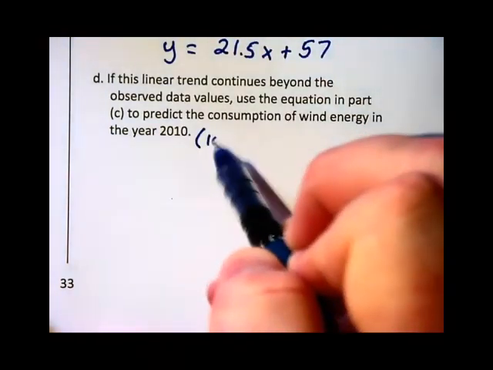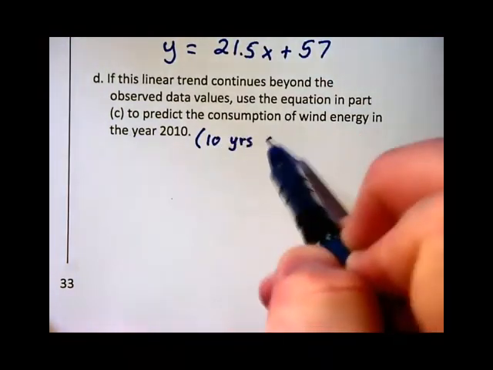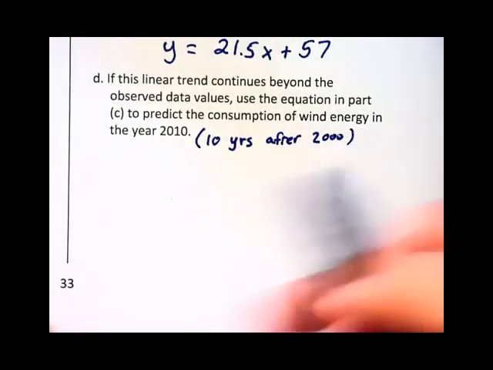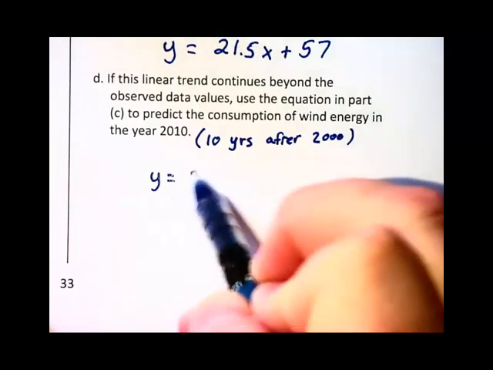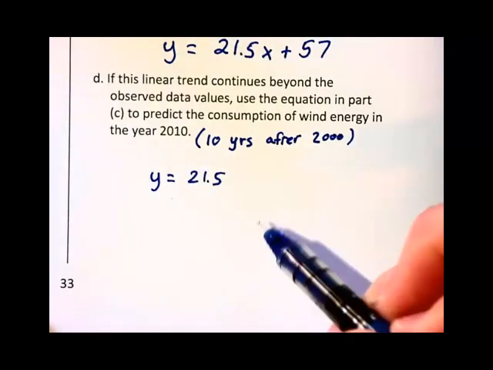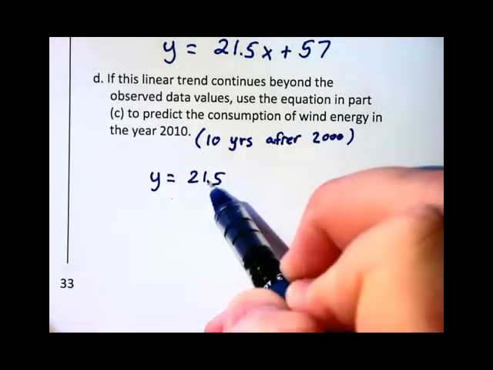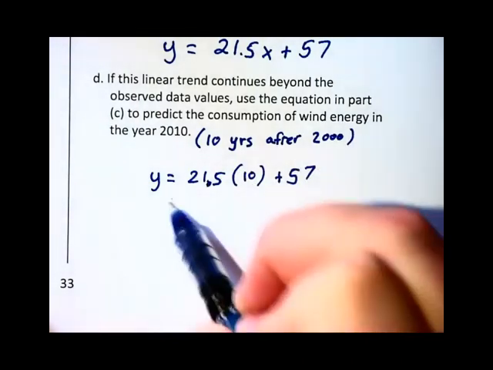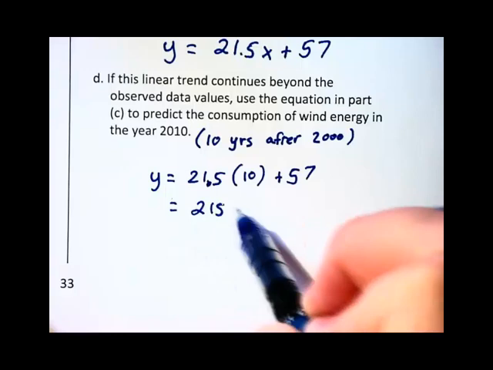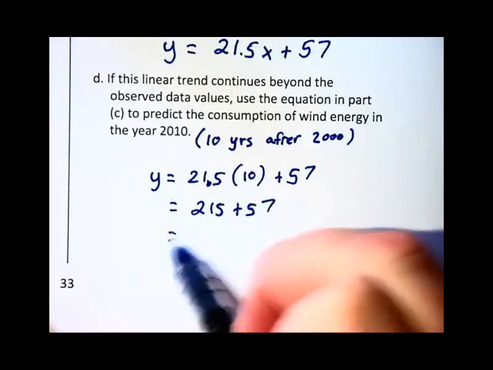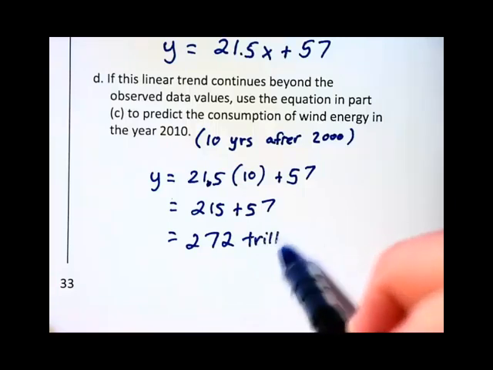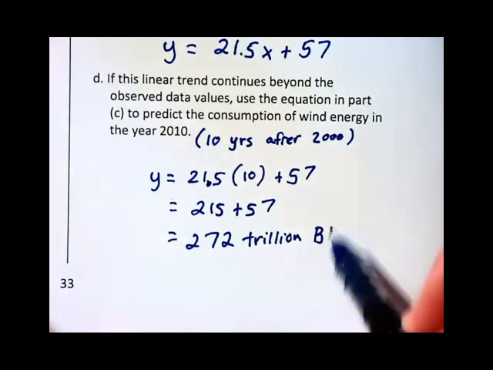Then, if this trend continues, we want to make a prediction for the year 2010, and we want to comment that that is going to be 10 years after the year 2000. And so we will have y equals 21.5, which we had above, times the 10 plus 57. That would be 215 plus 57, which would be 272 trillion British thermal units.